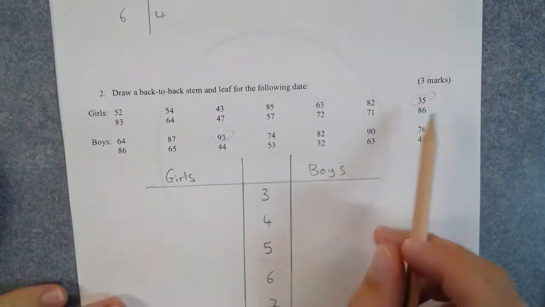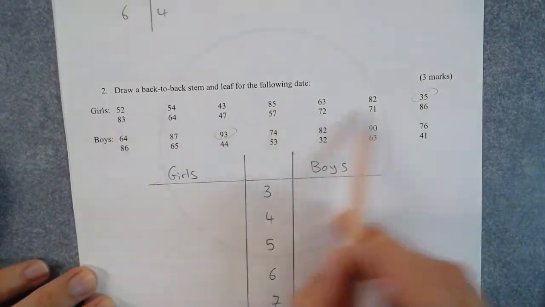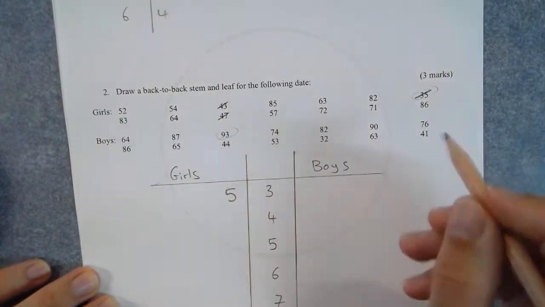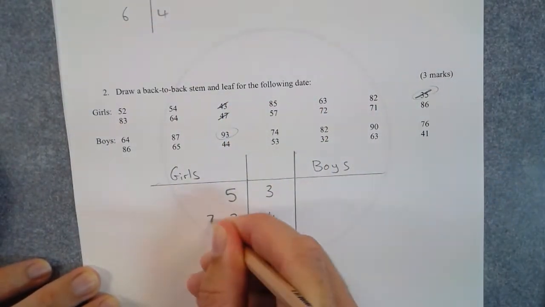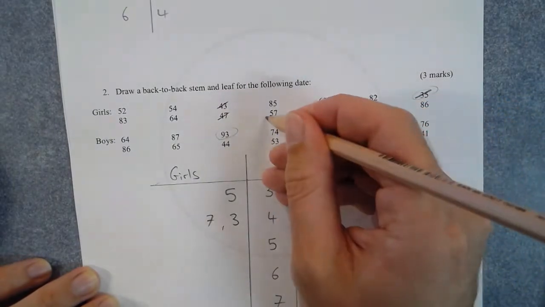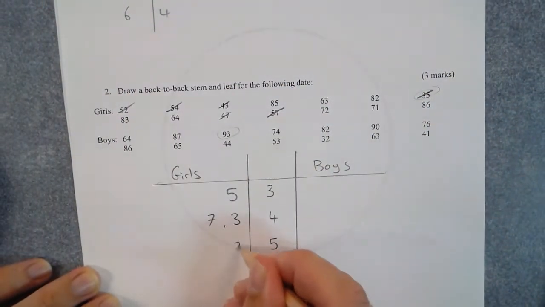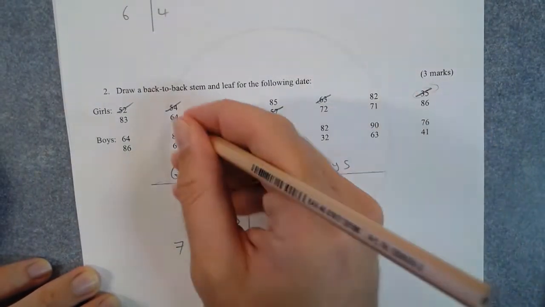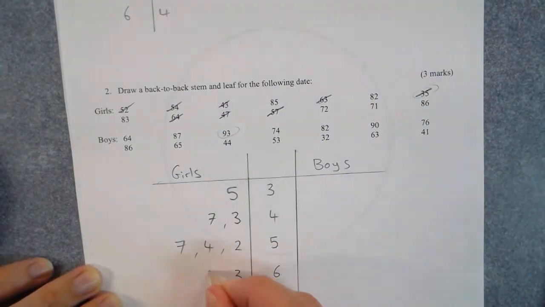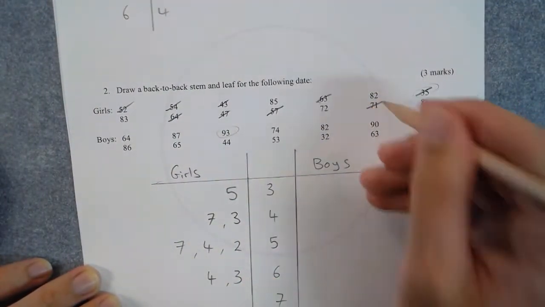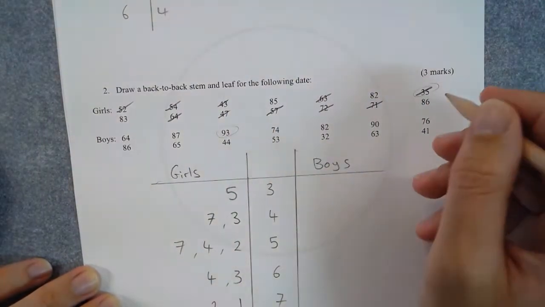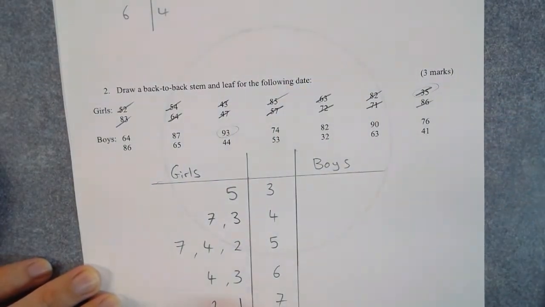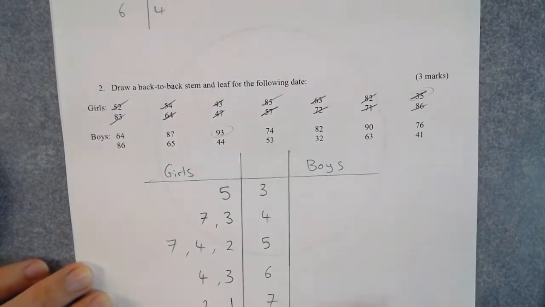Alright, so now let's do the girls first. Only in the 30s is a 35. Done. 40s, 43, 47. 50s, 52, 54, 57. 60s, 63, 64. 71, 72. We have 80s, 82, 83, 85, 86, and that's all of the girls.